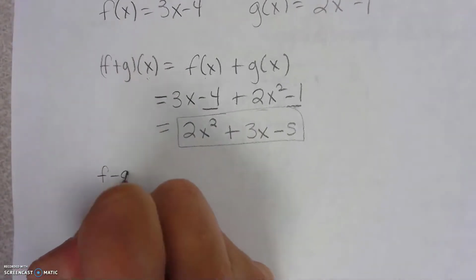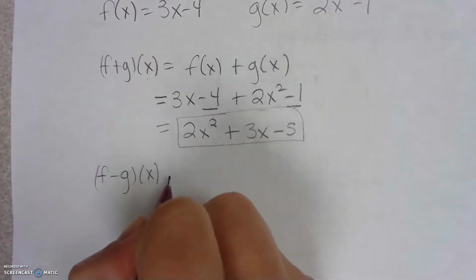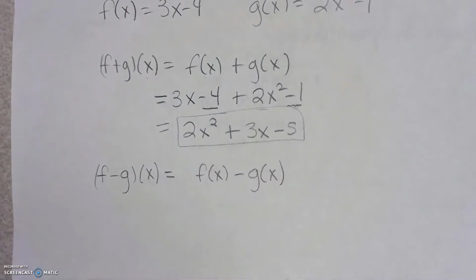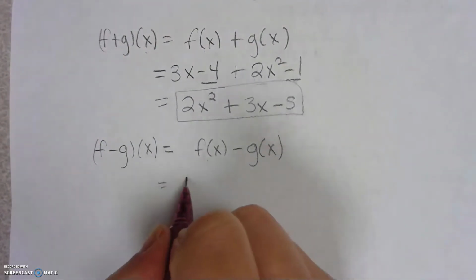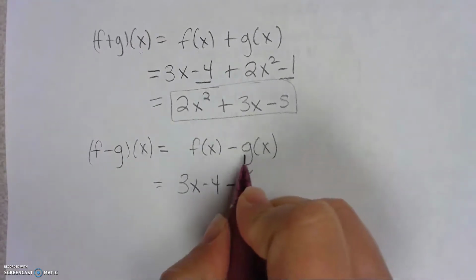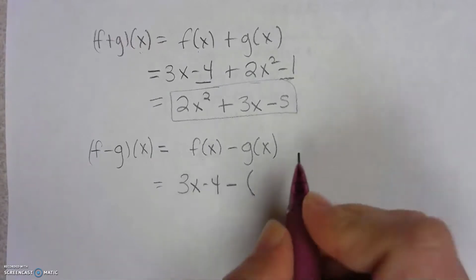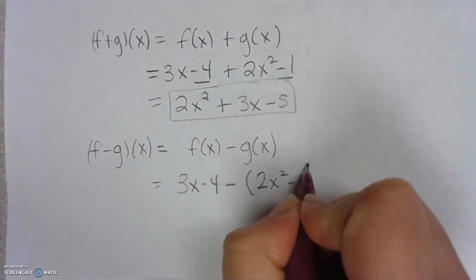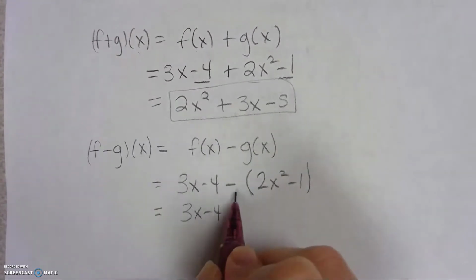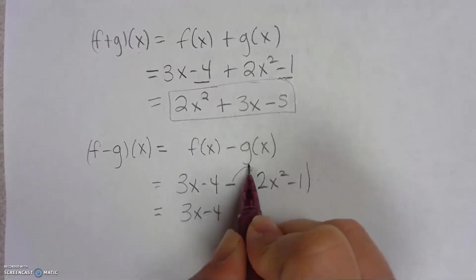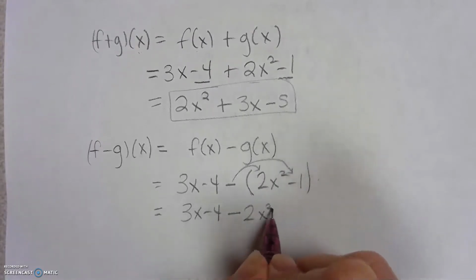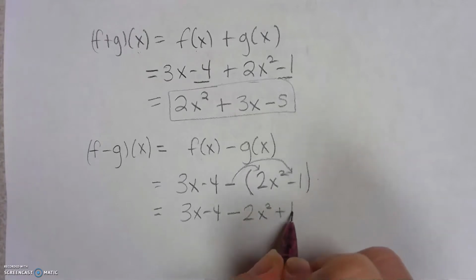Alright, if I'm going to subtract the functions, it'll be written like this. f minus g of x means to take f of x and subtract from it the entire function g of x. So I'm going to put in f of x's place 3x minus 4, and I'm going to subtract from it the entire function g. So I like to make sure I put it in parentheses so that when I subtract it, I'm ending up with the correct signs. Alright, so this would be 3x minus 4. Since I'm subtracting the entire function, this minus sign gets applied to everything inside of there, so that becomes minus 2x squared, and then minus negative 1 becomes plus 1.